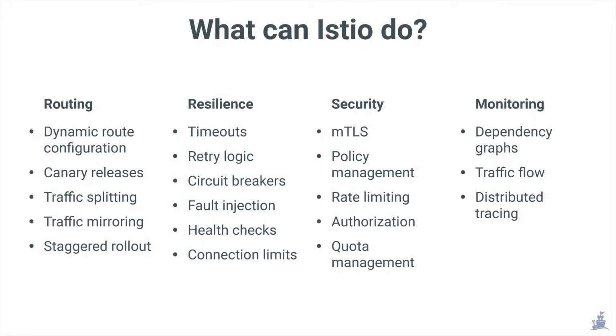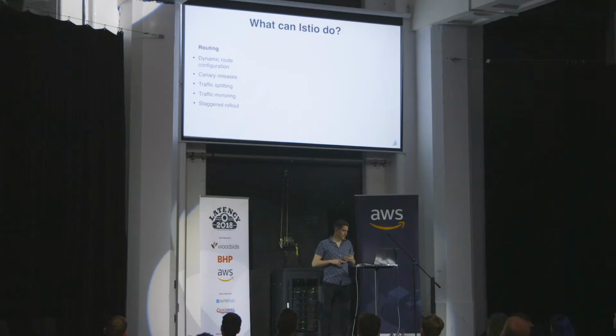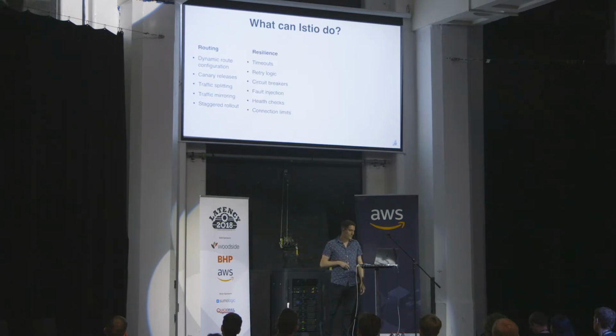All right, so this is a little bit more about what Istio can actually do. Routing, obviously: it can handle all the stuff we've talked about, the canaries, the traffic splitting, the traffic monitoring. Rob went quite deep into that earlier on. It can help with staggered rollout, where we're ratcheting up the percentage as the traffic's going through. Timeouts, retry logic, circuit breakers, fault injection. Again, Rob touched on a lot of the goodness there.